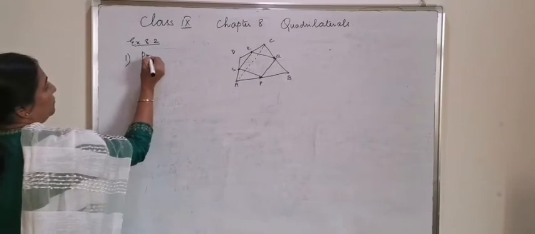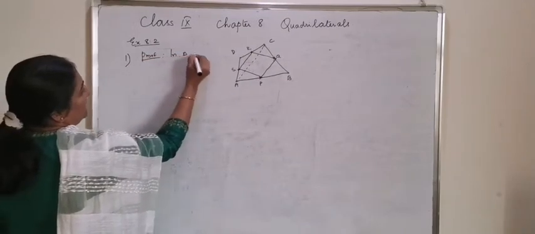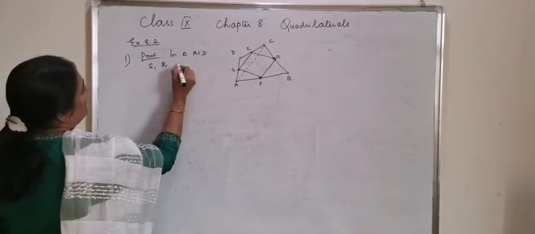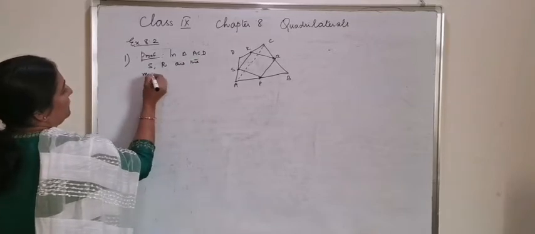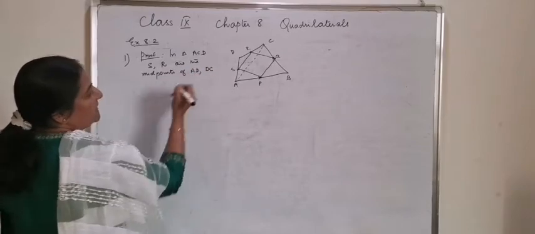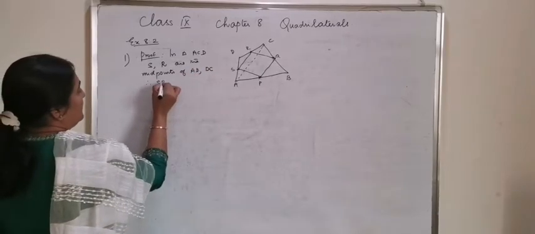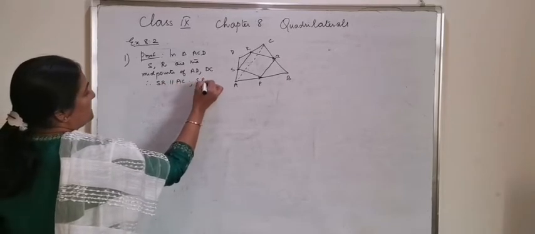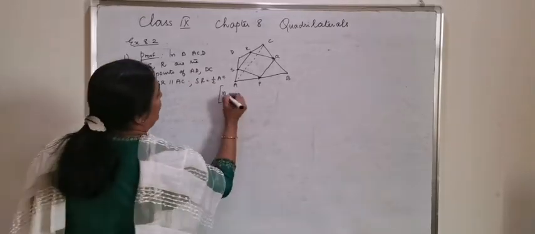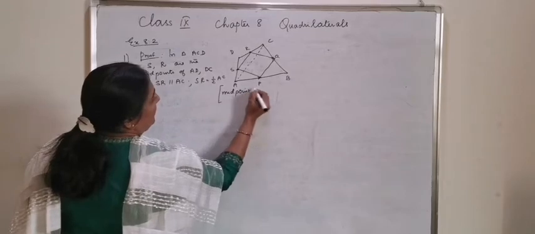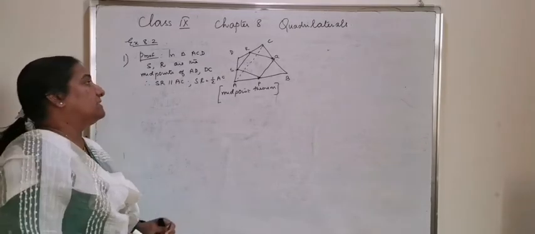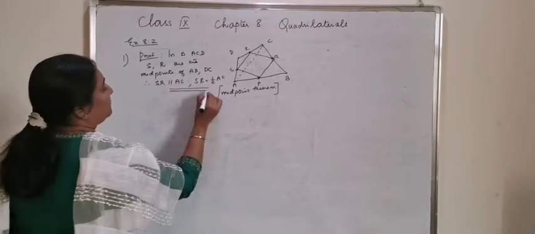The triangle concerned is ACD. So the proof starts as in triangle ACD, S and R are the midpoints of AD, DC. Therefore, SR parallel to AC, SR is equal to half AC. You can write here midpoint theorem. Since you are writing in detail which are the midpoints and sides, you can just mention as midpoint theorem. So that is the first part of the proof.